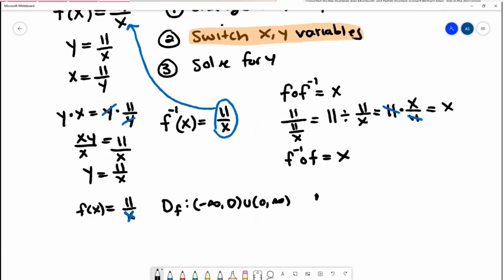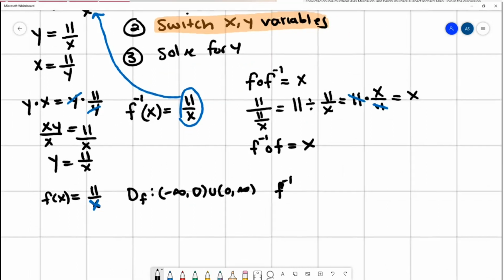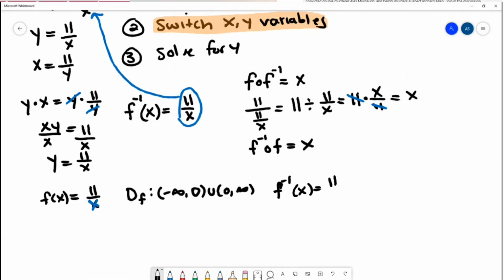The domain of f inverse is the same function, 11 over x. So the domain of f inverse is -infinity to 0, union with 0 to infinity. And something I talked about earlier is that inverse functions switch the x and the y variables. Domain is the set of x values, range is the set of y values. So if we switch the x and y variables, we're also switching the domain and range.